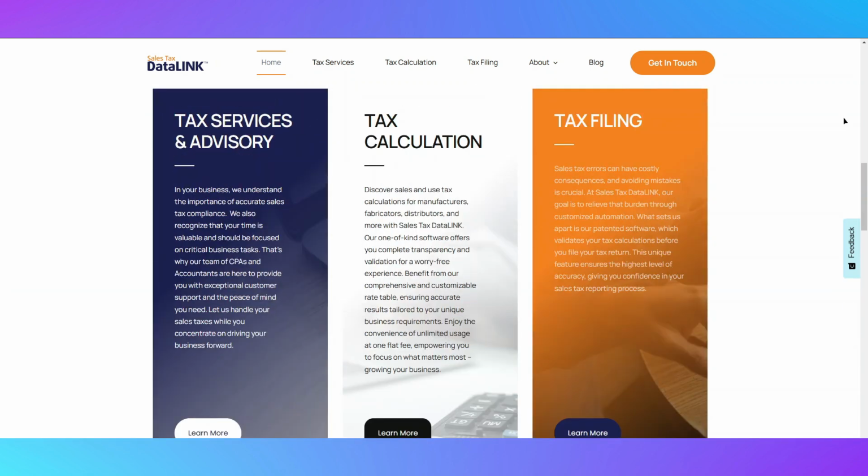If you want a tax solution that reduces manual work and risk of penalties, SalesTax DataLINK is worth considering.